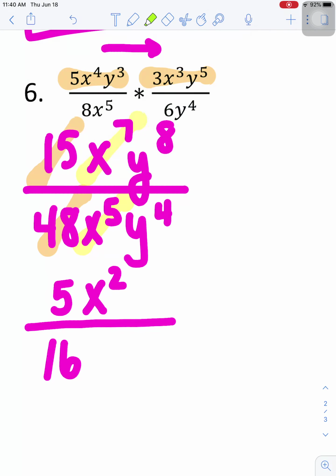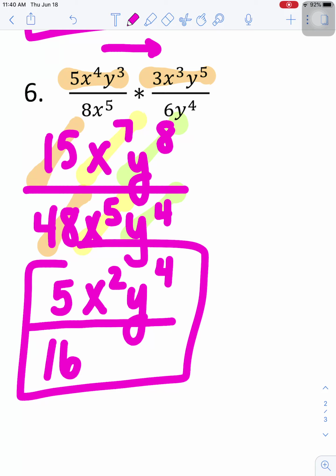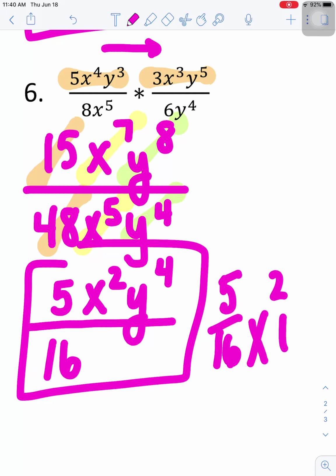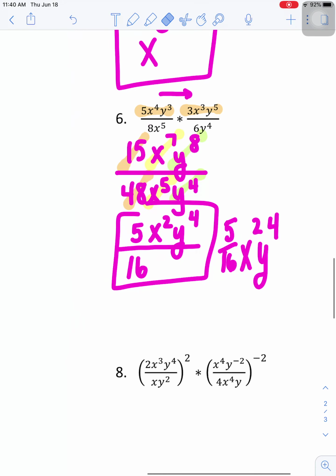And then if you look at your y's, y to the 8th divided by y to the 4th, again it's top heavy, leaving you with y to the 4th. Now, you can write your answer like that. Since there are no variables in the denominator, you may also write your answer as 5/16 times x squared y to the 4th. Either way that you write your answer is totally fine. It just depends on how you write it, but they both mean the same thing.